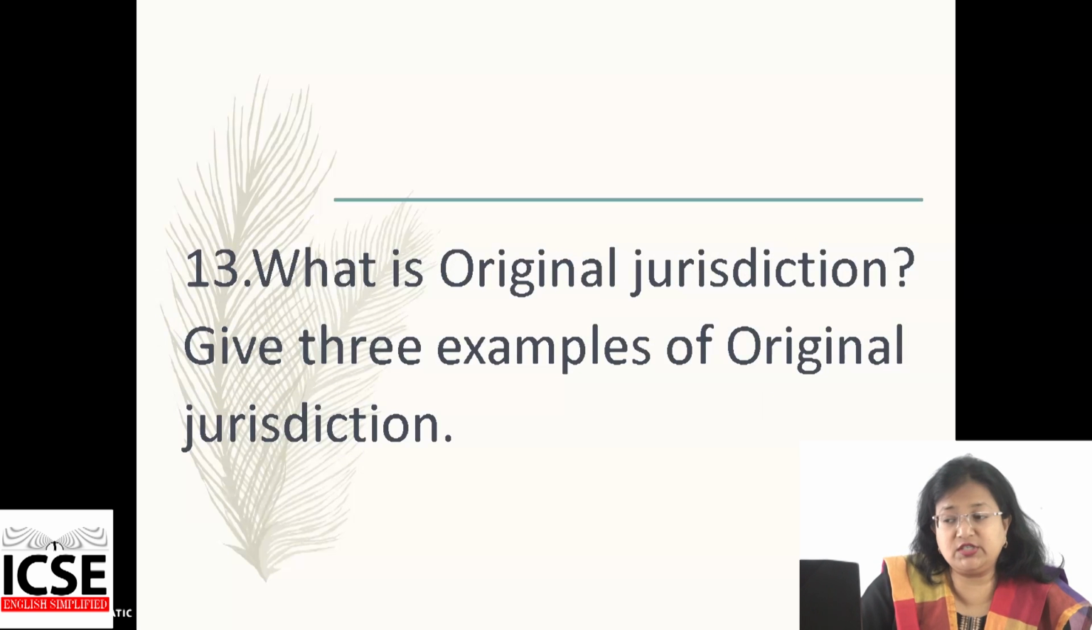What is original jurisdiction? It means the cases come directly to the Supreme Court in the first instance. They are not heard in the lower courts. Give 3 examples of original jurisdiction. When there's a dispute between the center and the state, or a dispute between state versus state. It could be a dispute between the center and the state on one hand versus another state.